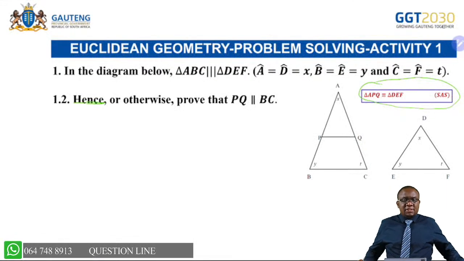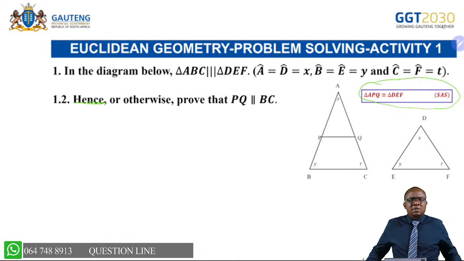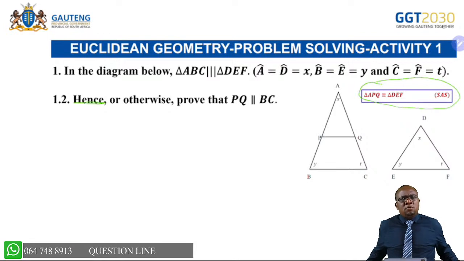Welcome back, greetings. Remember the WhatsApp line 064-748-8913. Ask yourself this question. Prove that PQ is parallel to BC. When can the lines be parallel? The lines can be parallel if the corresponding angles are equal. The lines can be parallel if the alternate angles are equal. And the lines can be parallel if the co-interior angles add up to 180 degrees. Remember that. This is the geometry that we started with in grade 8. We are using it even now.